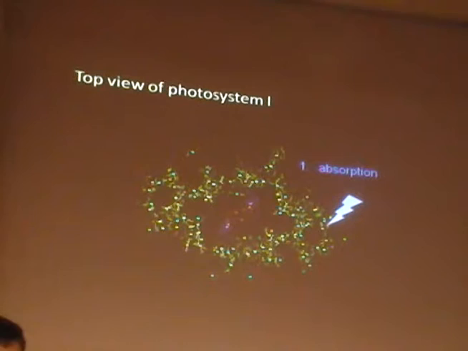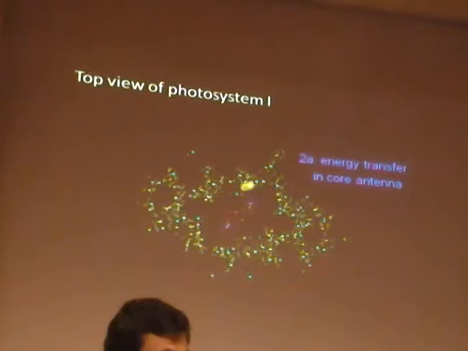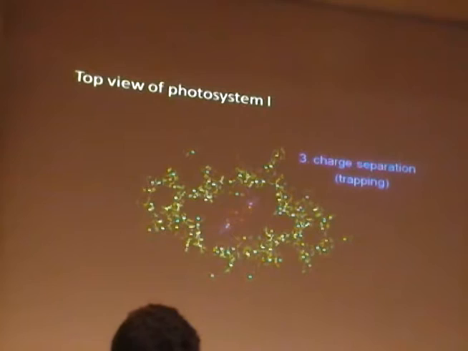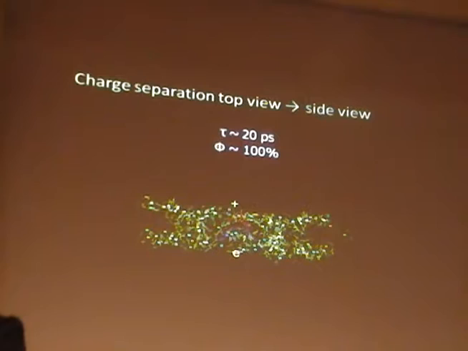So the first process is absorption of a photon, and then its energy gets shuttled in the antenna system, goes to the core antenna system, and then into the reaction center. And there, a proton and electron are then separated on opposite sides of the membrane, which I've already mentioned. This happens inside the reaction center, and it should take place on a very fast time scale. In photosystem 1, it takes place in about 20 picoseconds.